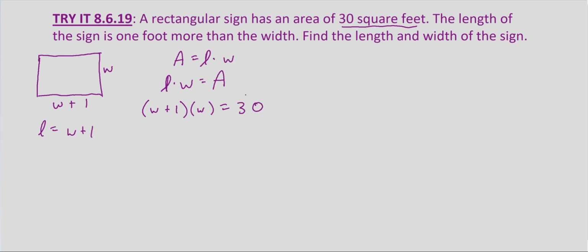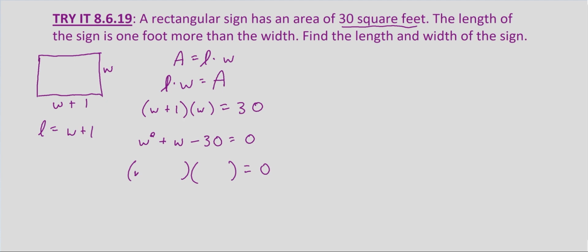And now we're back to the same type of problem we've looked at this entire section. We'll distribute the W. We get W squared plus W. Let's subtract 30 from both sides, minus 30, so this equals 0. And now we're looking at factoring.